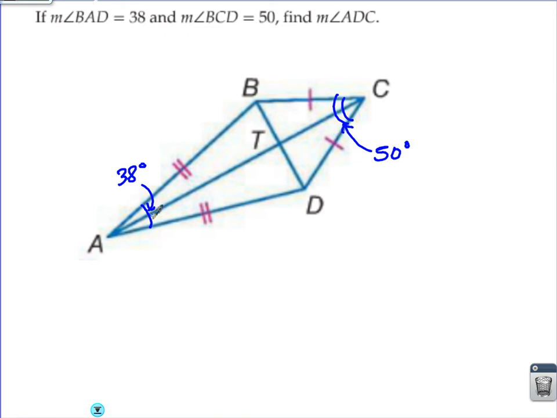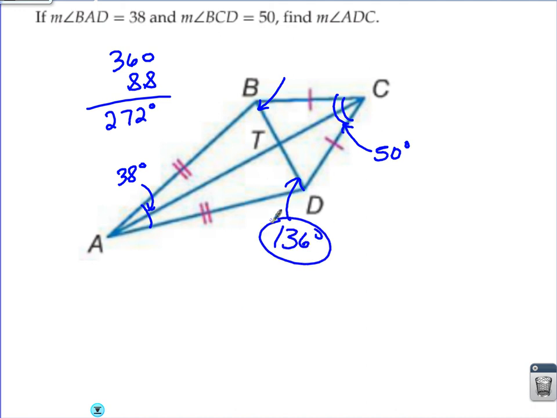If this is 38 and this whole thing is 50, you add those together, you get 88. All four angles have to add up to 360. We subtract that off, and we're left with 272. So each of these angles, again, a kite will have one set of congruent angles. And if you drew this line of symmetry, you can see this triangle and this triangle are the same. These two angles are going to be the same by CPCTC. So that'd be 136 degrees and 136 degrees. So the measure of angle ADC is 136 degrees.